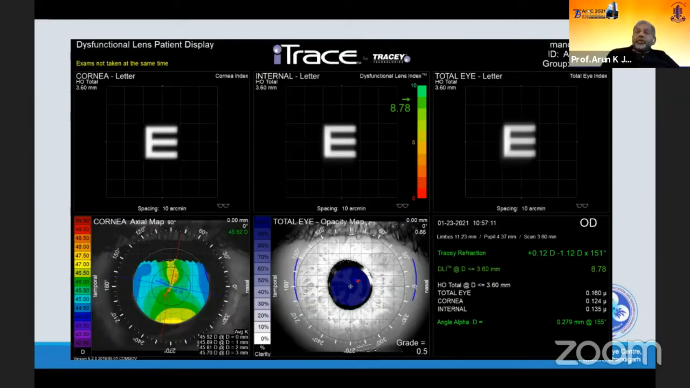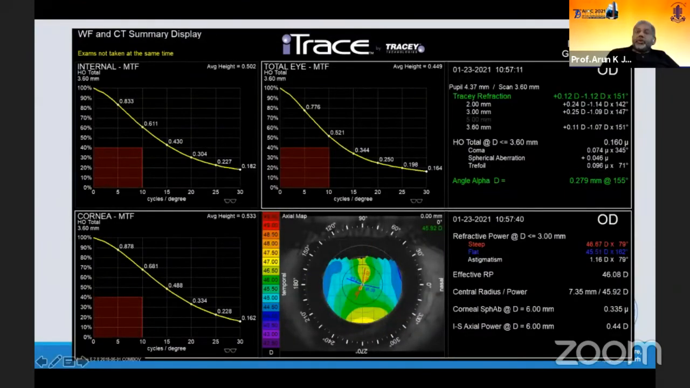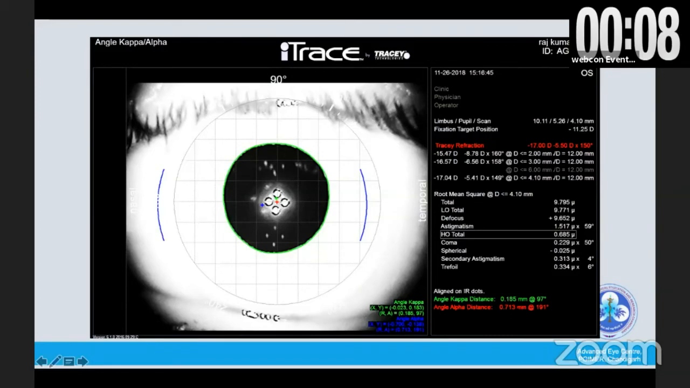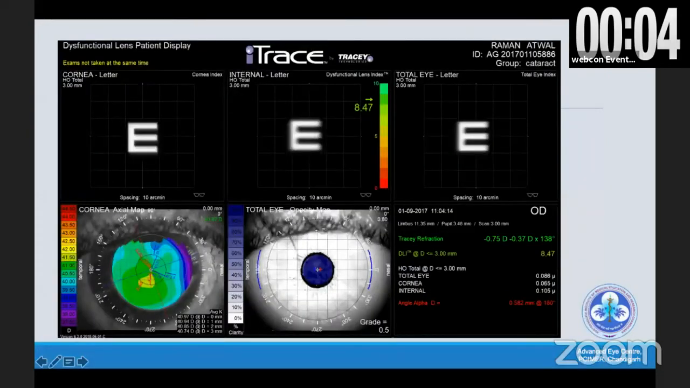And this is another eye. Here you can see the angle alpha is very high in this case, though it may be a sort of error in the picture. So one should be very careful while taking the shots on the eye trace. So if it is too high, one should avoid it. I'll take just another minute. And this is another patient again here.